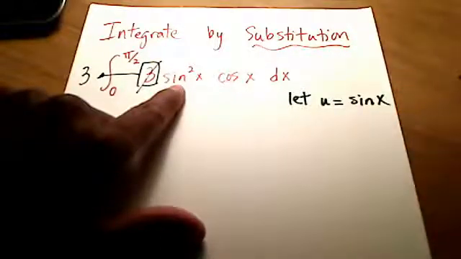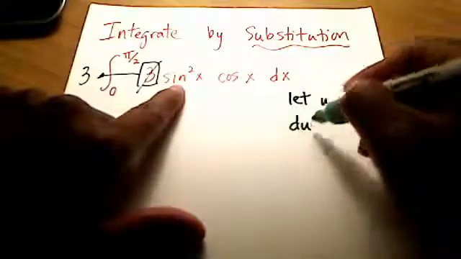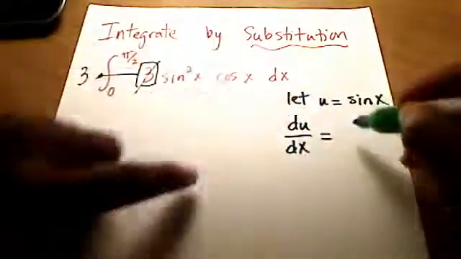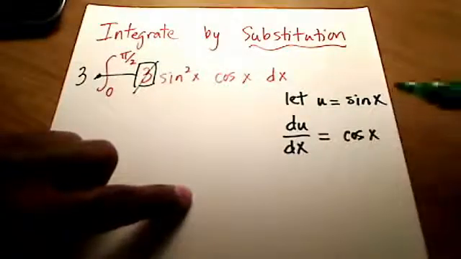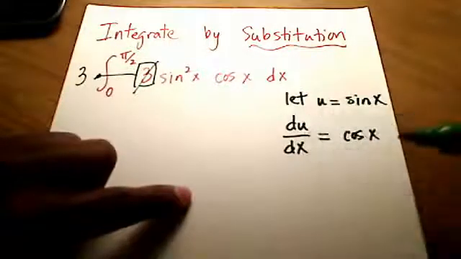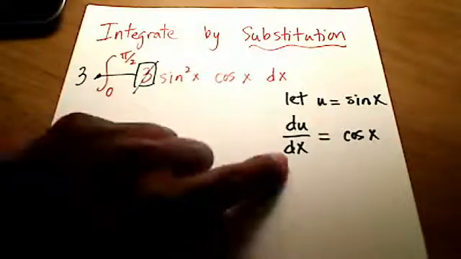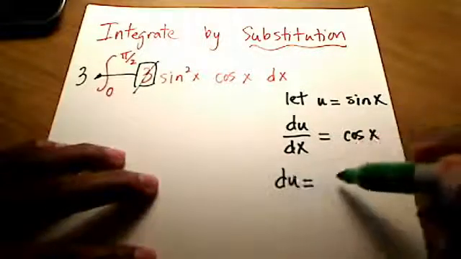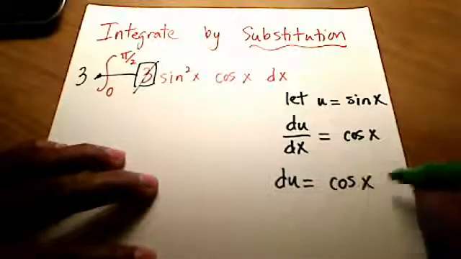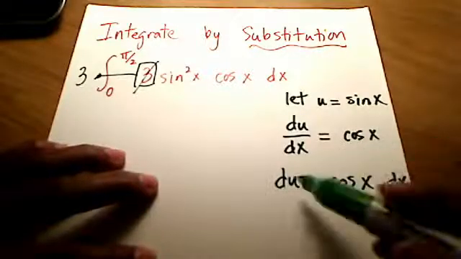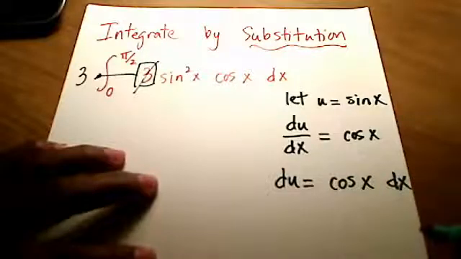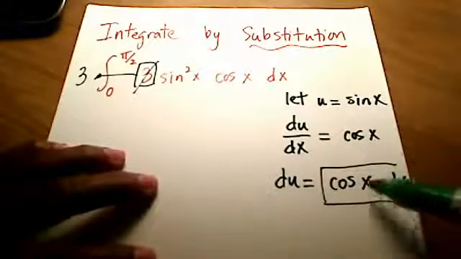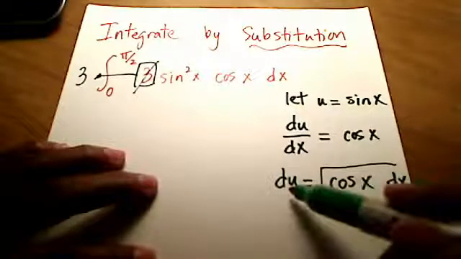If u is equal to sine x, then I hope you see that du with respect to x, well, the derivative of this is just simply cosine x. And if you want to get that du all by itself, algebraically, you would multiply both sides by dx. So du can be written as cosine x dx. I just multiplied both sides by dx. So keep this in mind. Anywhere you see a cosine x dx, we're going to replace it with du.